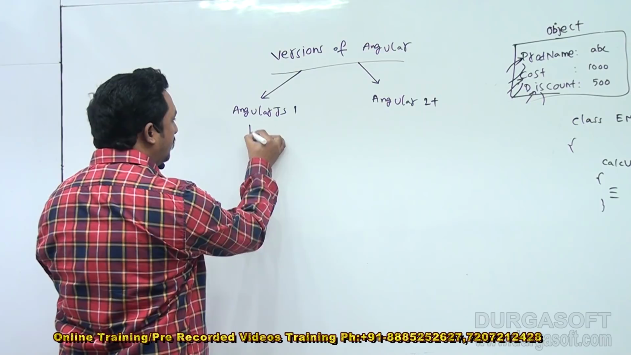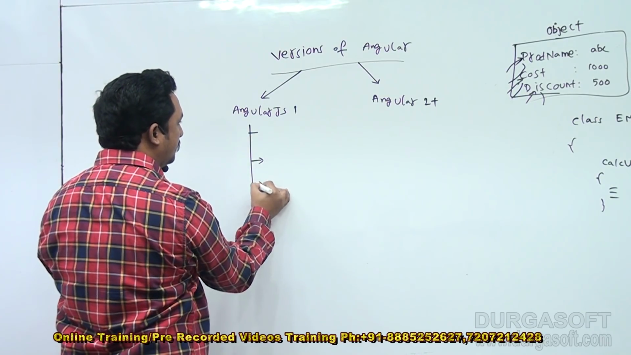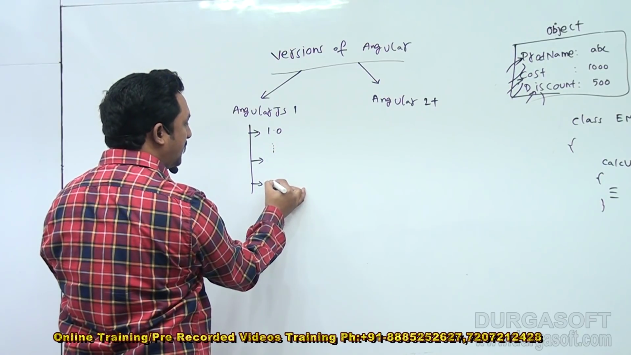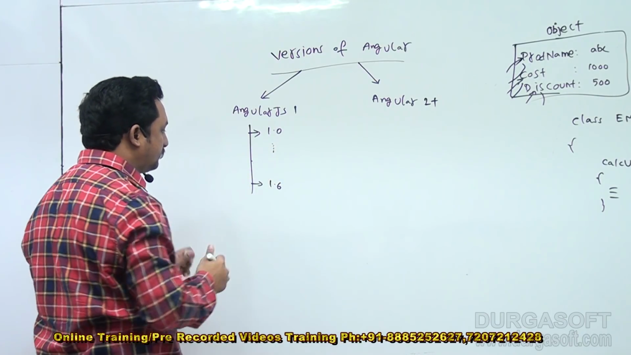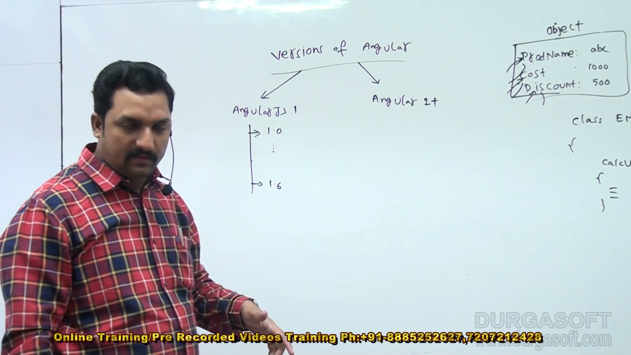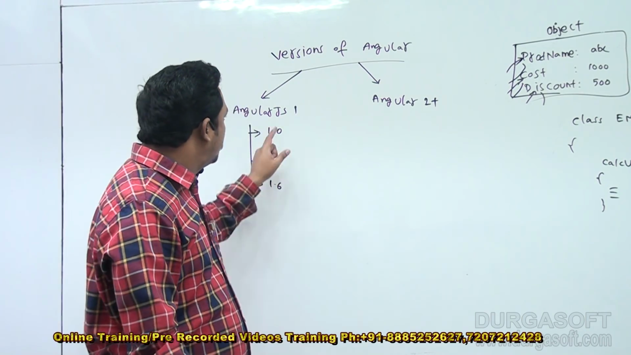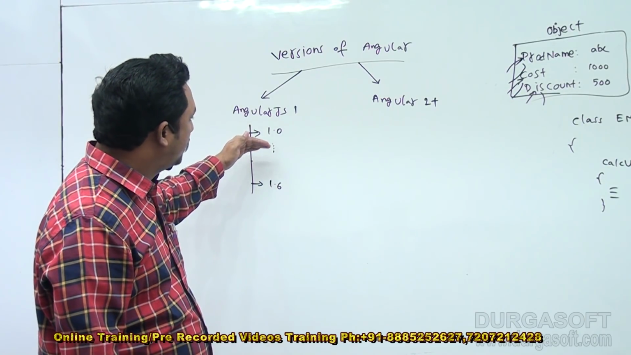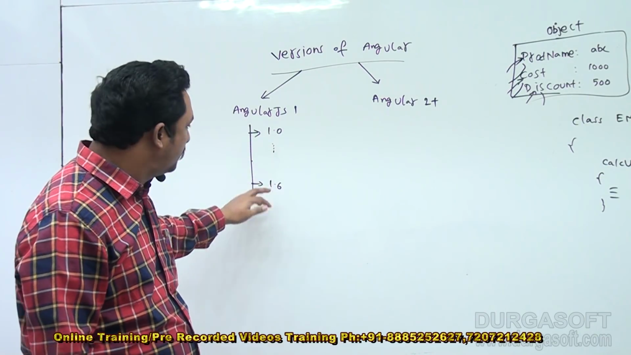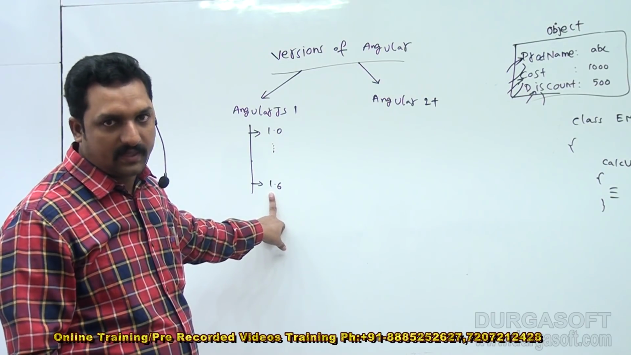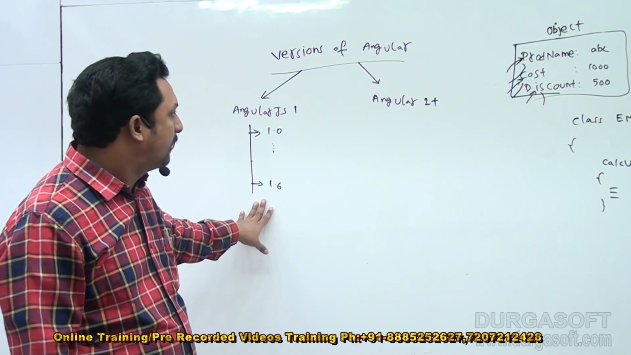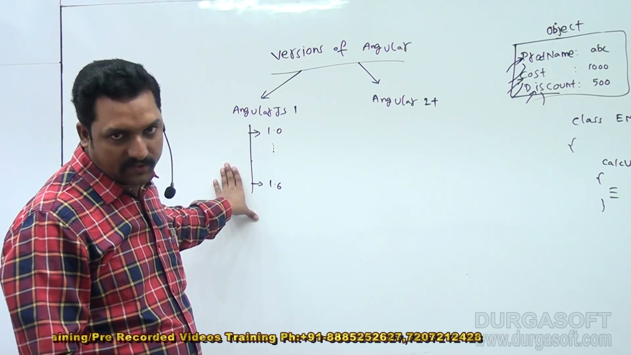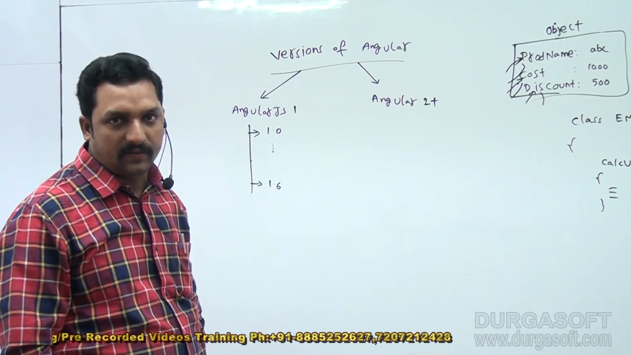In AngularJS 1 we have several subversions, 1.0 up to 1.6. As of this date, the latest version of AngularJS 1 is 1.6: 1.0, 1.1, 1.2, 1.3, 1.4, 1.5 up to 1.6. That's the latest as of now. Okay, leave this. This is the first version, the old version, a bit outdated actually. But this one is the new version.